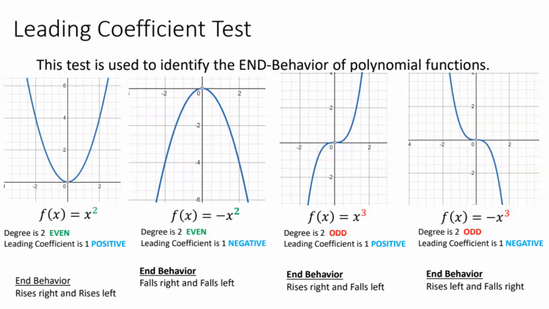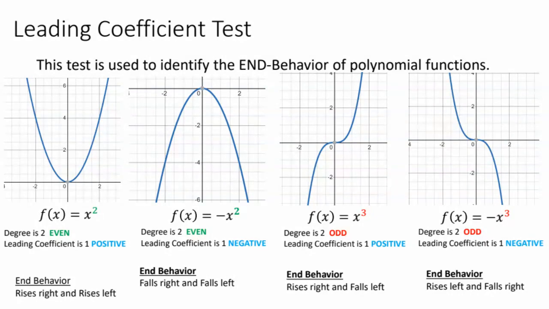Okay. Now let's look at an odd function. Hopefully, we all can determine whether a function is even or odd. Remember, all you have to do is look at the exponent. Since in this example I'm looking at a cubic function, that 3 is an odd number, so that's what makes this an odd function. Now, the leading coefficient test says for an odd function, if the leading coefficient is a positive value, its end behavior means that it's going to rise on the right and fall on the left.